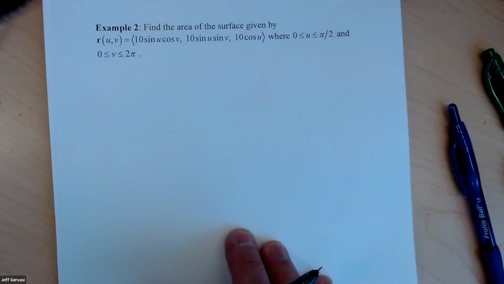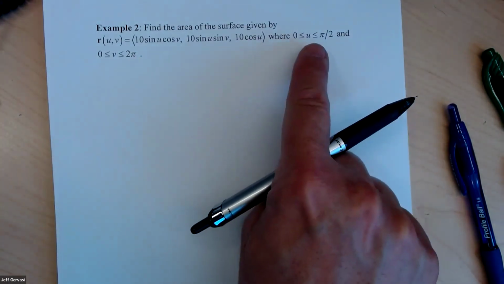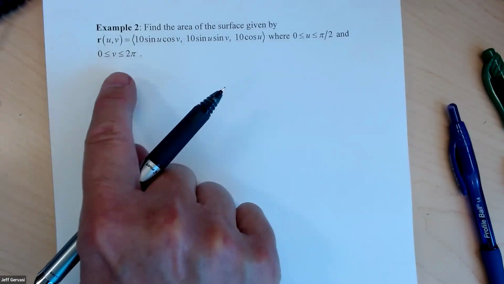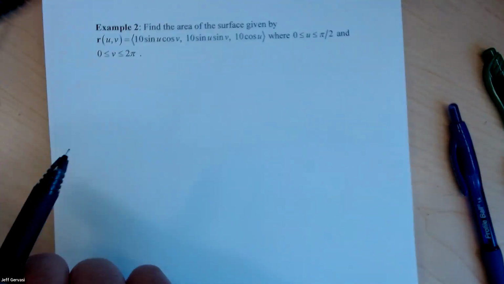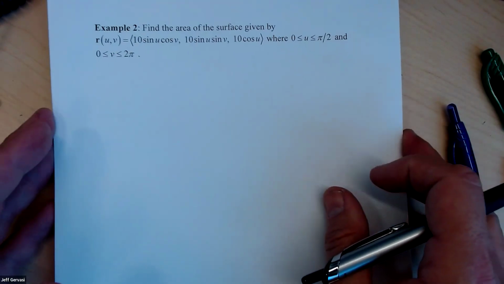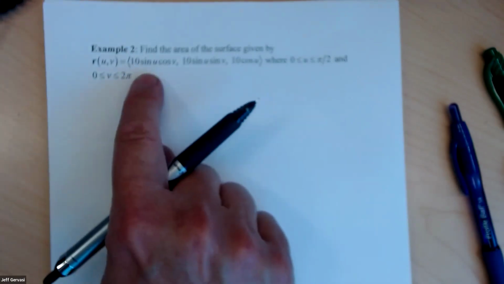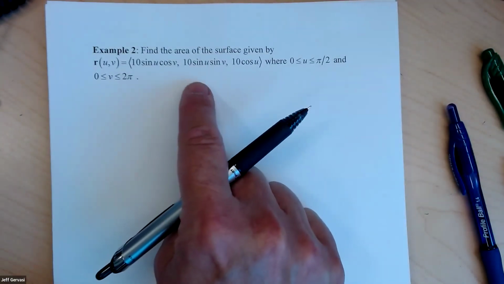Here's another example for us. Find the area of the surface given by the following vector valued function, where u ranges from 0 to pi over 2 and v ranges from 0 to 2 pi. You recognize what that surface is? From your experiences, you know this is a sphere.